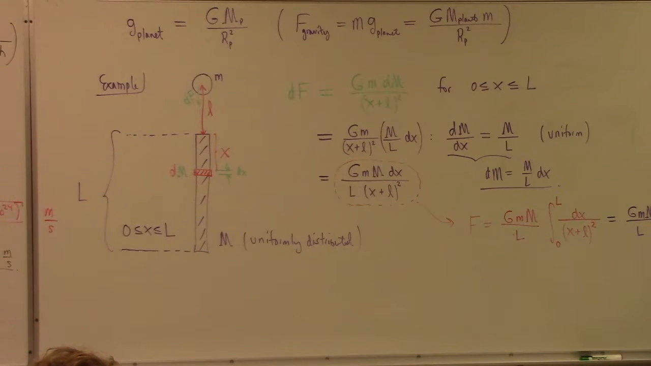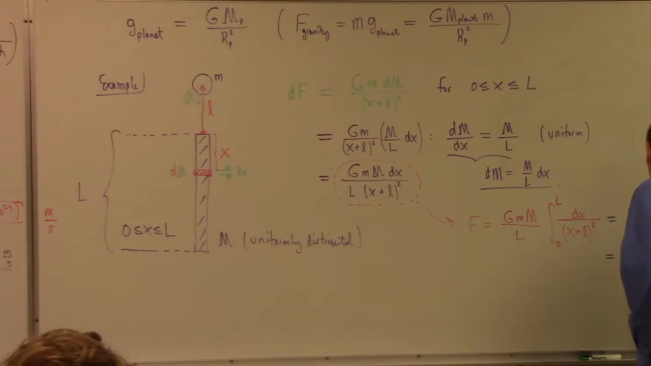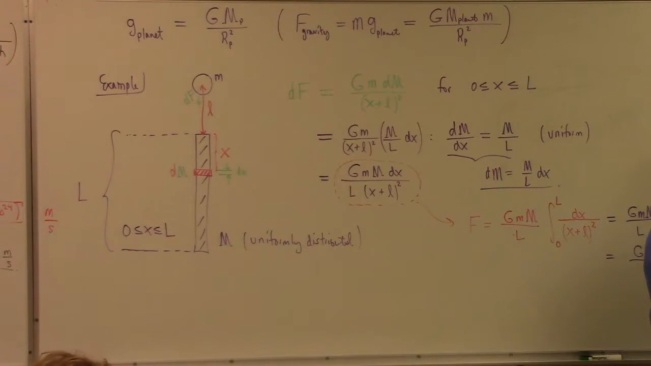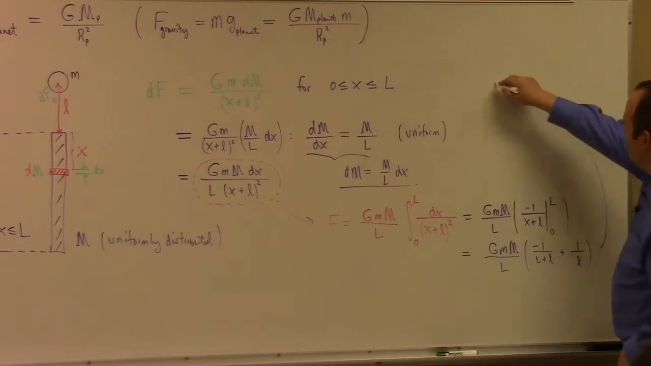I think that the integral of 1 over x plus L squared is just minus 1 over x plus L. Do you agree? If I differentiate this thing, do I get back 1 over x plus L quantity squared? Right. You can make a u equals x plus L substitution if you want. And then plug in the stuff. And you got minus 1 over L plus L, I regret my choice of L, plus 1 over little l. I'm going to continue this up here.